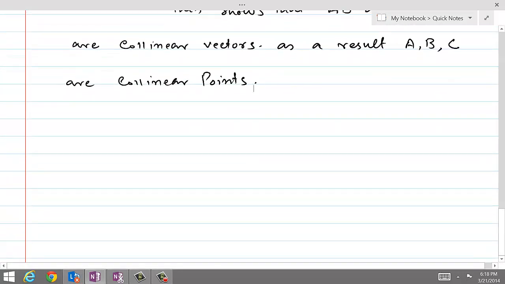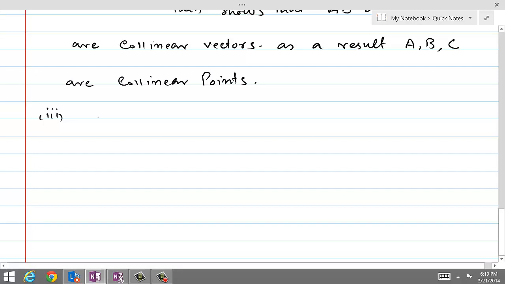And for the third method, we can calculate the area of triangle ABC, and we will prove that the area of that triangle is equal to 0. And if that area is equal to 0, it means that all these points A, B, C are in fact points on a straight line. That is the only way they can have the area included between them equal to 0.